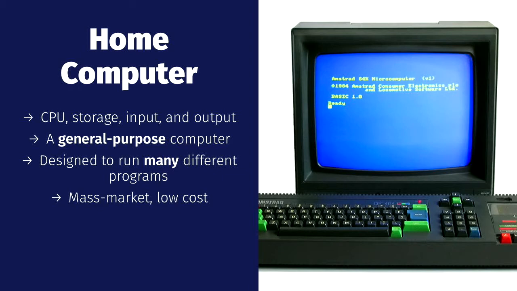This one is the Amstrad CPC 464 from 1984, and it was powered by a Z80 microprocessor with 64 kilobytes of RAM. Computers like this one were designed to be flexible enough to perform many different types of tasks, not just playing games. And we call a computer system like this one a general purpose computer. Home computers were also mass market products, so street price was a big factor in their design.